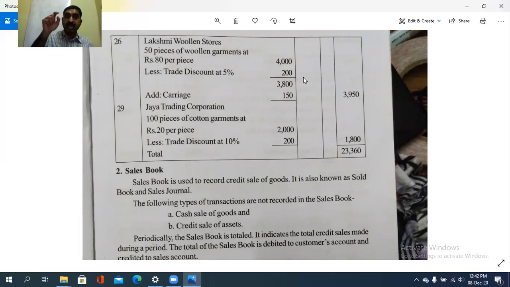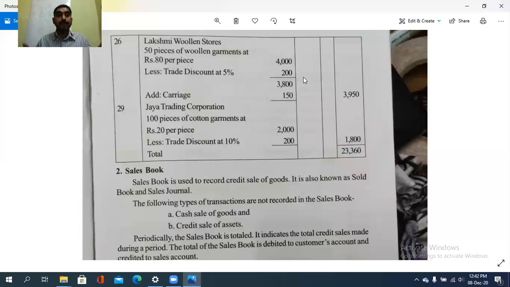See, under Das and Sons, under Lakshmi Woolen, under Jaya Trading, and under Kalyan Silk House, all the transactions are to be there, and the total purchase we will get at the last. And likewise, Jaya Trading Corporation, 100 pieces of cotton garments at rupees 20 per piece. So that is 100 into 20, 2,000. Less trade discount at 10%, so 200, so 1,800. So altogether the total is 23,360. That much purchases have been made, and it is to be recorded in the purchase day book.